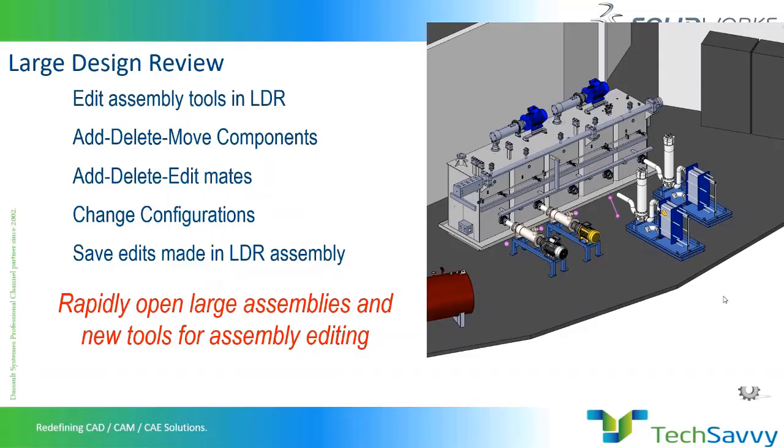So as you can see now, how many things we can do inside LDR. Now when we talk about our large assembly mode, all these things are not possible. Now using LDR, we can edit all these things inside the assembly. We can not only edit, we can delete and move components, we can delete and edit mates, we can change configuration, and save the edited LDR assembly. So what it will do is it will rapidly make our assembly's design opening and closing fast, and make the handling of our assembly much faster. This is one of the very new functionalities that we have added in 2019, which will help a large assembly open in a fraction of a few seconds.